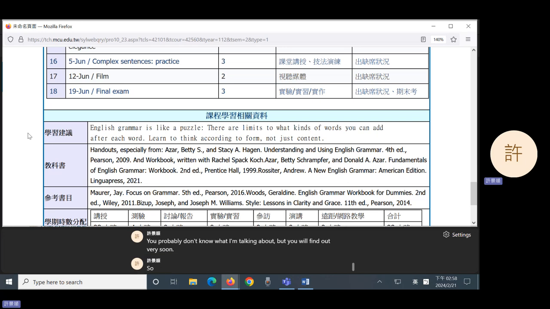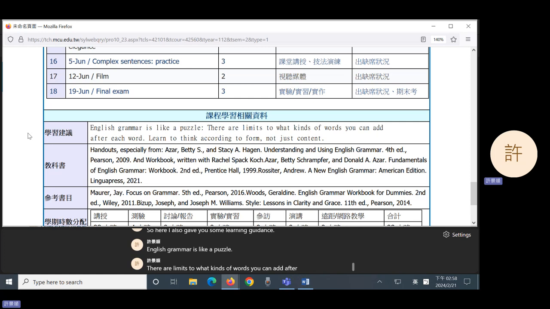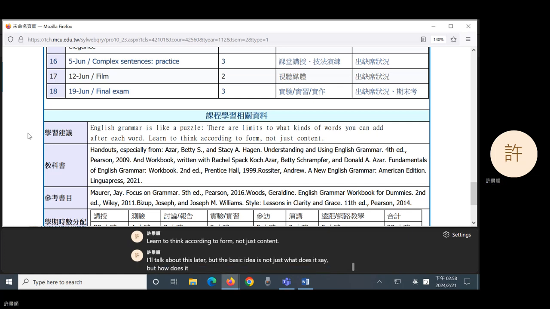So here I also gave you some learning guidance. English grammar is like a puzzle. There are limits to what kinds of words you can add after each word. Learn to think according to form, not just content. I'll talk about this later, but the basic idea is not just what does it say, but how does it say it?